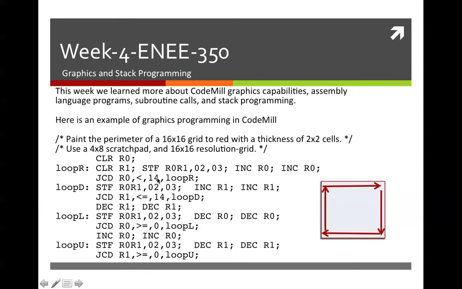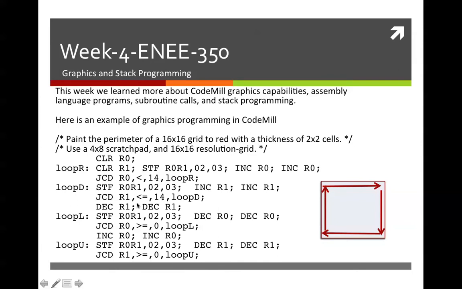Once that is over, then we actually start going in this direction. And so now that we've reached the end of the first side of the grid, all we have to do is go down the other direction. So first we set the 2 by 2 square on this right hand corner, and then we increment R1 2 times. Now we're moving in this direction, and we keep doing this until in fact we get to 14.